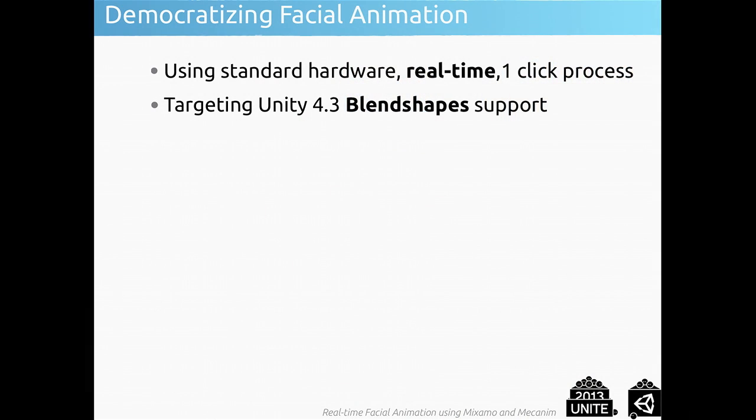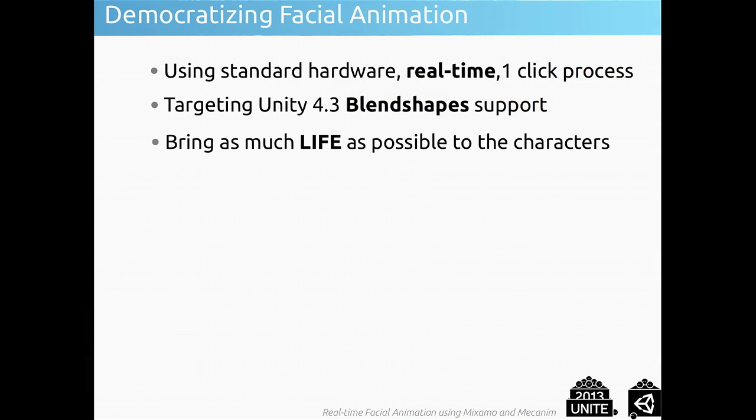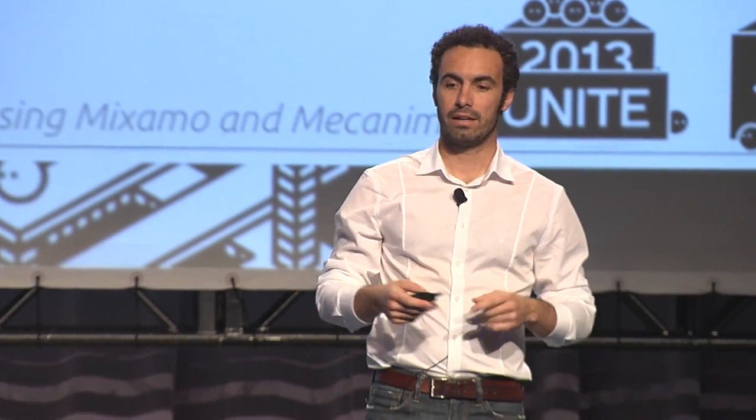And so the idea basically was, okay, these were the three things that we wanted to achieve. We want to use standard hardware. It needed to be a real-time, single-click process. It was leveraging blend shapes. So Unity 4.3 was in progress, so we realized we can take advantage of that and have a much simpler pipeline using blend shapes. And then the main goal was to bring as much life as possible to the actual character.